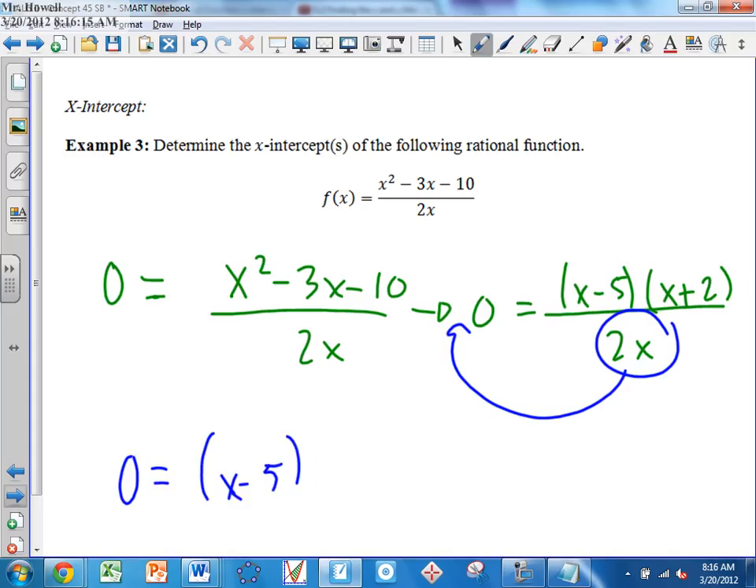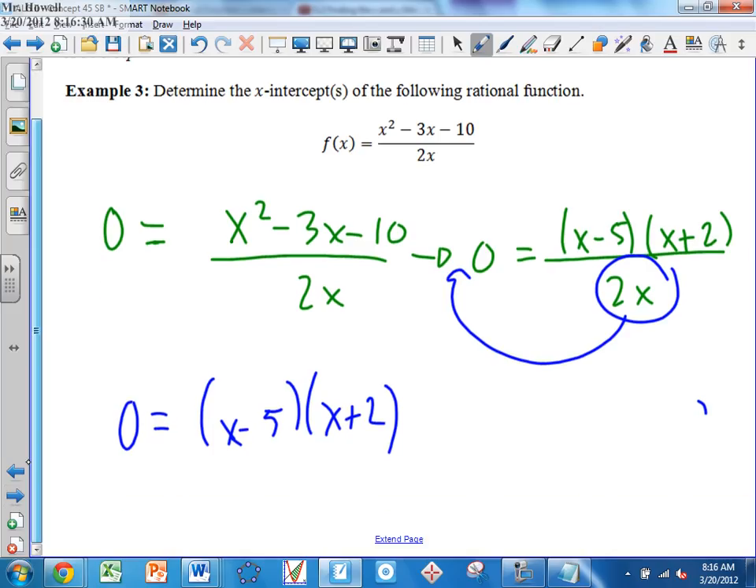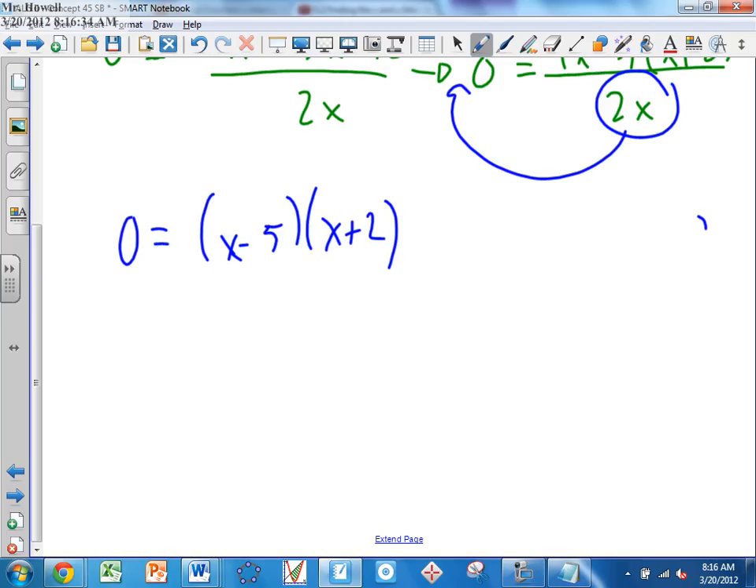So what do we really care about then? What we really care about to find the x-intercepts is the numerator. Unless the denominator happened to be the same as the numerator, then we would have to show that there's a hole there. Okay? Again, what we really care about is the numerator. And if I have two factors, how many roots must I have? And they are? 5 and negative 2.